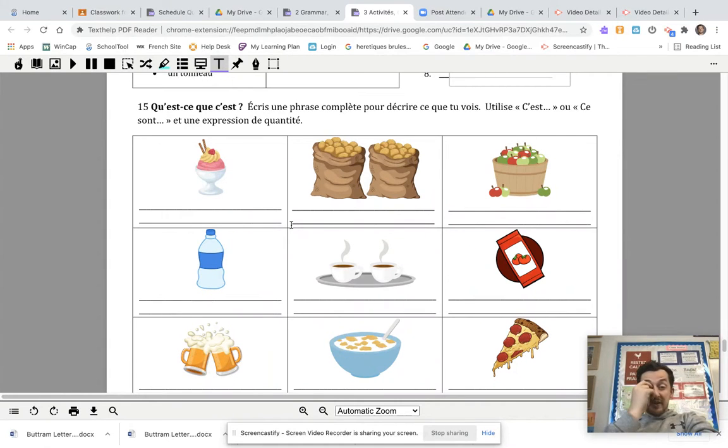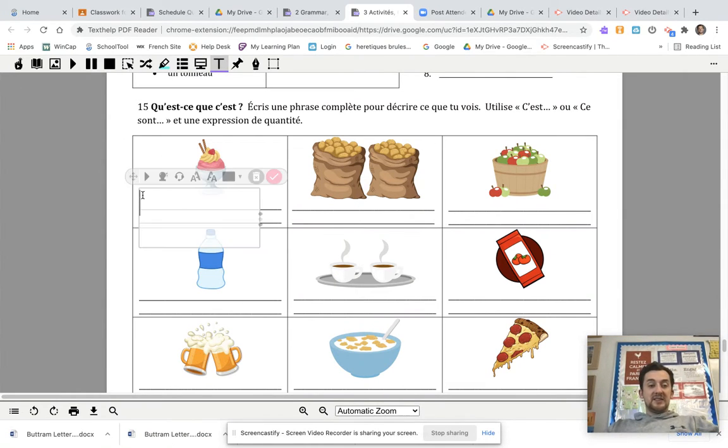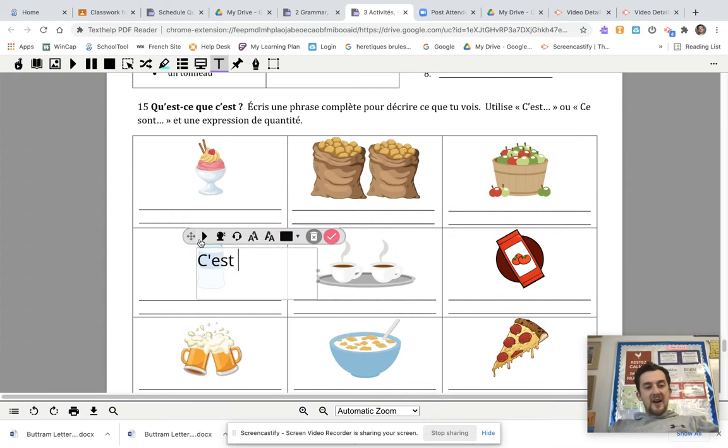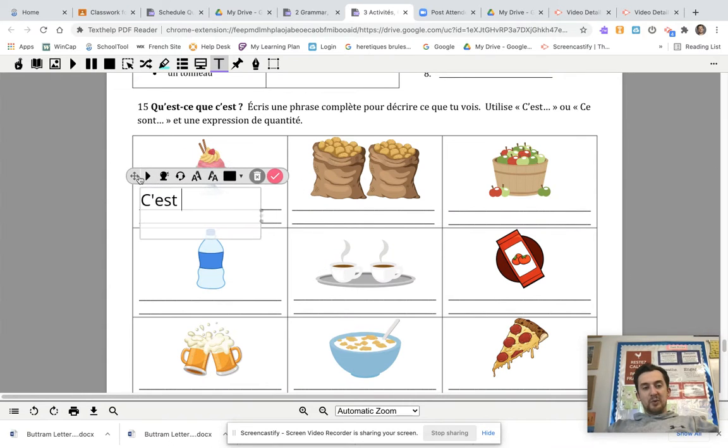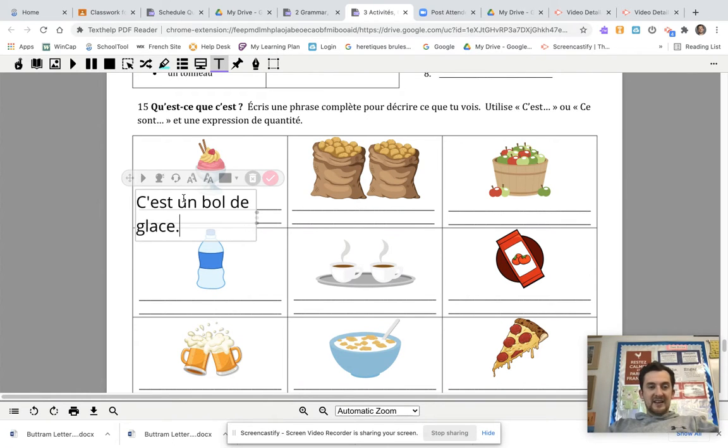Bon, numéro 15. Écris une phrase complète pour décrire ce que tu vois. Write a complete sentence to describe what you see. Utilise c'est ou ce sont et une expression de quantité. Use c'est or ce sont and a quantity expression. So this is obviously going to be c'est because there's one thing in front of me. And what do we want to call this? We're going to call this a bowl of ice cream, I guess. C'est un bol, d'accord, de glace.